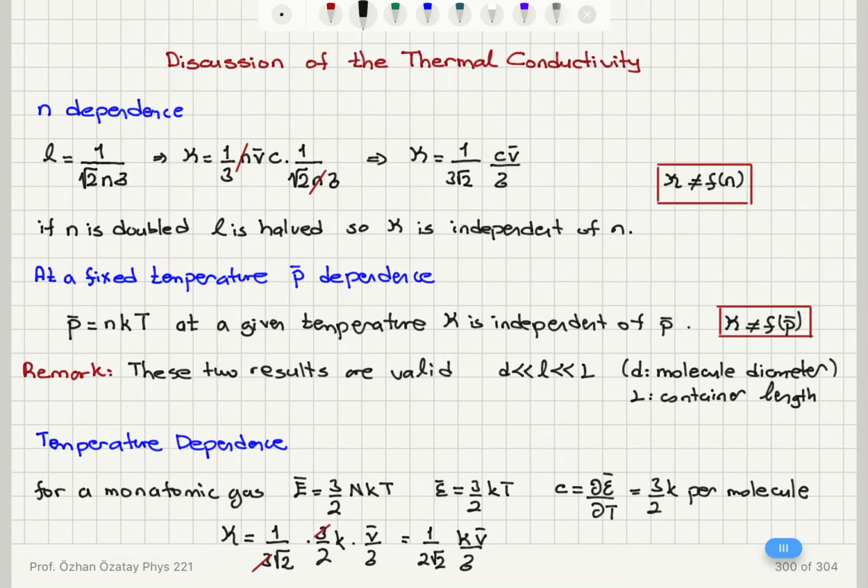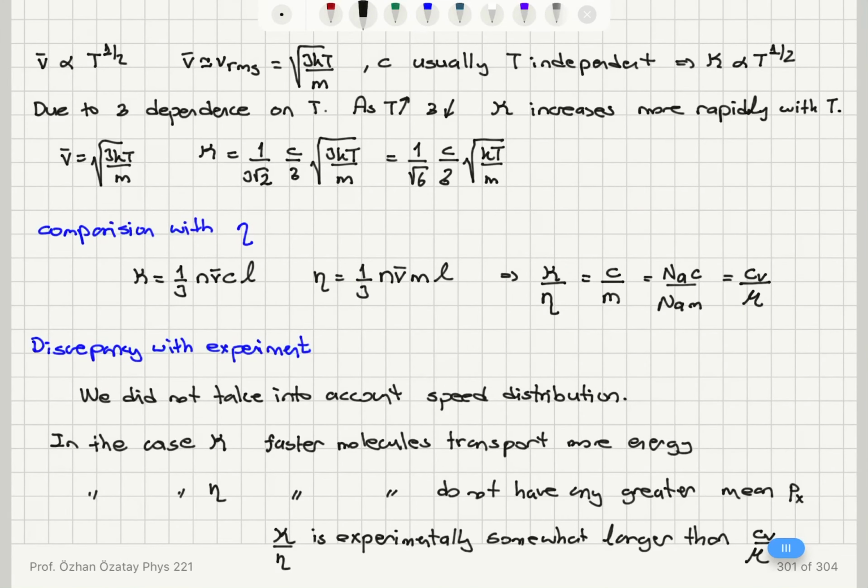So we find that by substituting square root 3 kT over m, we have a T to the 1/2 dependence of the thermal conductivity, but there is another complication because the hard sphere approximation for the total scattering cross-section is actually not quite right, so there is a small temperature dependence. As temperature increases, the total scattering cross-section decreases, so the thermal conductivity increases more rapidly with temperature.